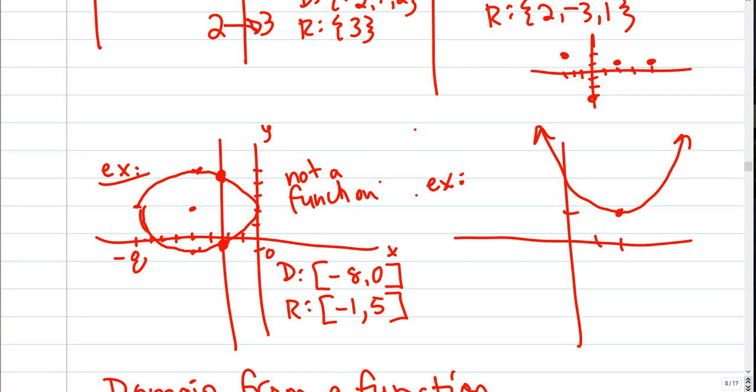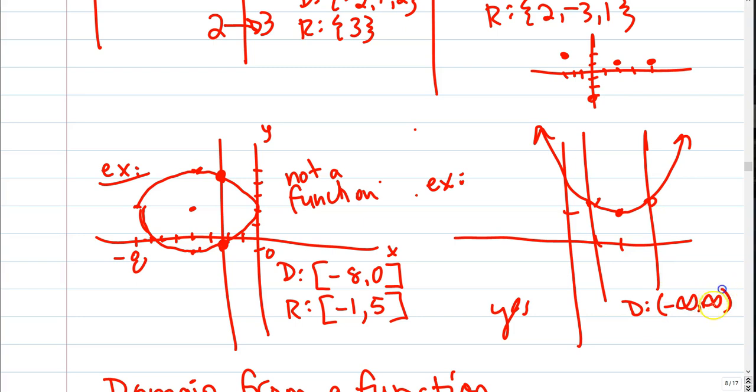Is this one a function? A parabola? Well, any vertical line I draw only crosses at one point. Therefore, yes, it is a function. Our domain, the graph goes left forever and right forever. Negative infinity to infinity. The range, the graph goes up forever, but it doesn't go down forever.